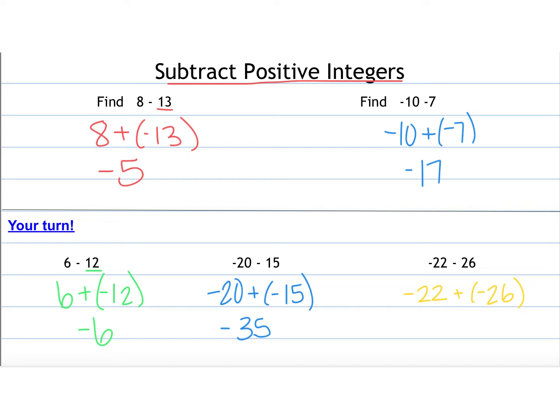Since both the numbers are negative, we can add them together. So that would be 48. And since they're both negative, our answer is negative 48.